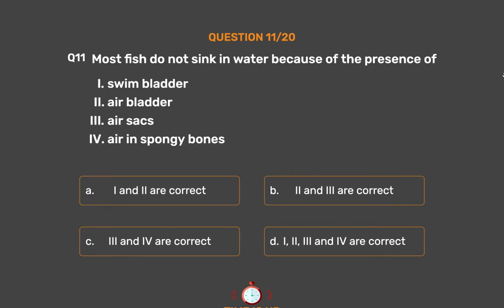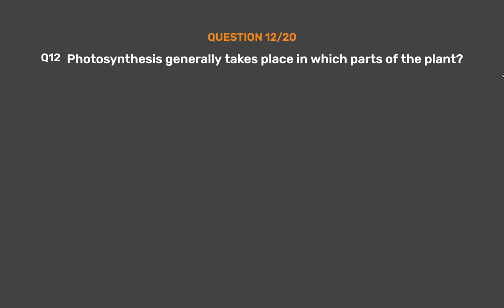The correct answer is Option A. 1 and 2 are correct. Question number 12. Photosynthesis generally takes place in which parts of the plant?